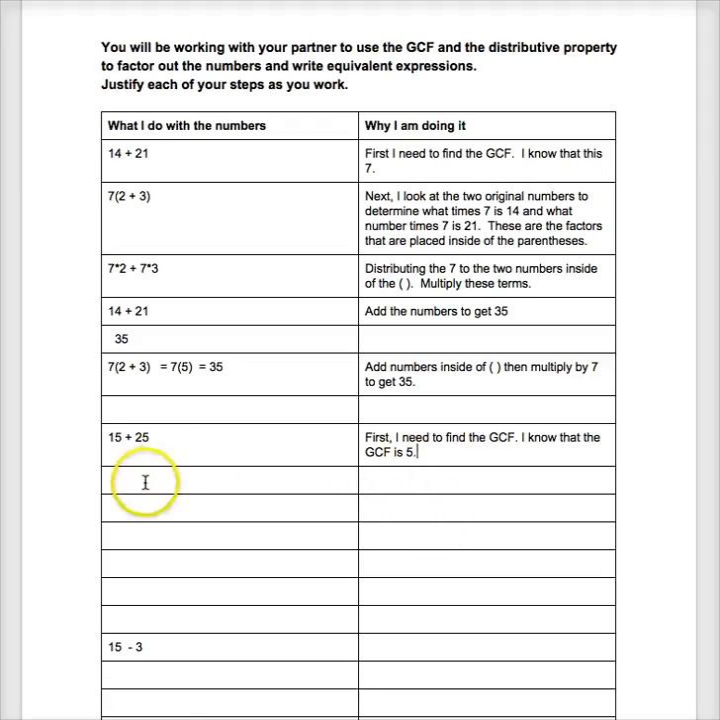Okay, the next step is going to be the same. I'm going to put my greatest common factor outside. I'm going to set up my parentheses, and I'm going to think 5 times what number is 15? And of course, that's 3. 5 times what number is 25? And that is 5. My explanation is going to be the same that I have here.